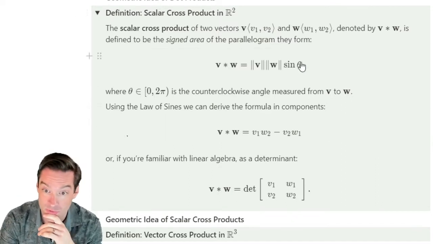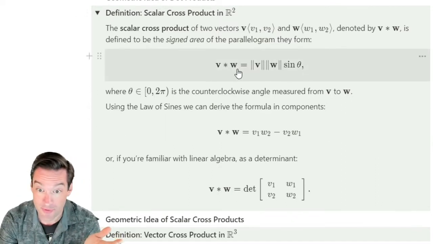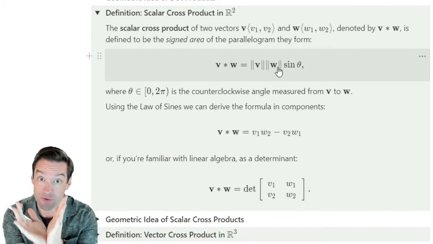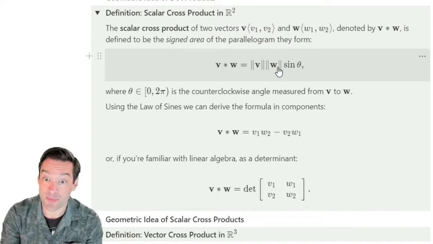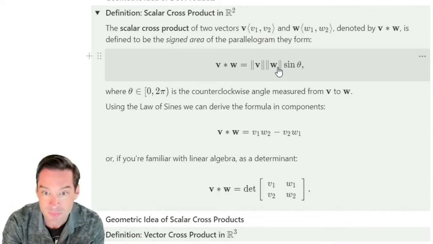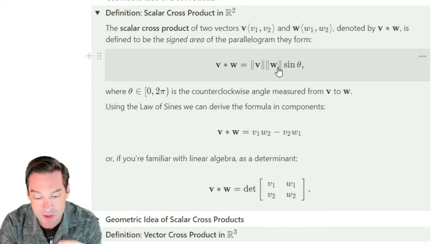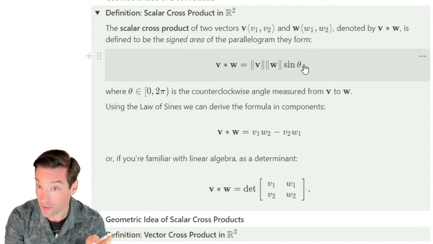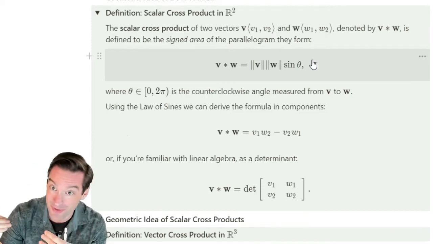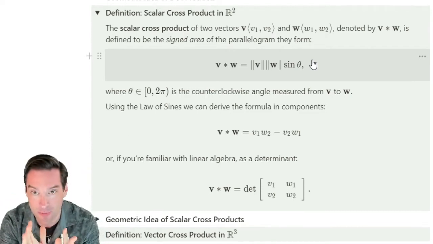We can use basic geometry to figure out that that area is the product of the magnitudes of v and w, so the lengths of those two sides of the parallelogram, multiplied by the sine of the angle that those two vectors make with one another. And so we're starting here with the geometric definition of the cross product, which is where we ended with dot product. With cross product, we're going to start with the geometry.